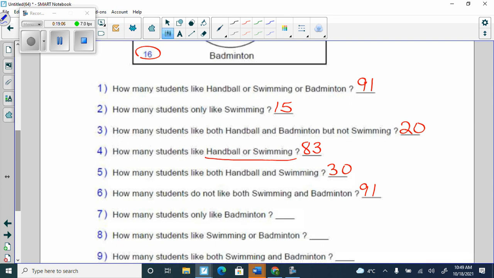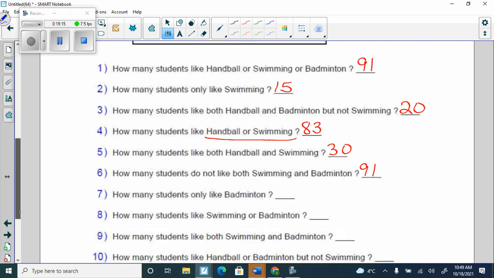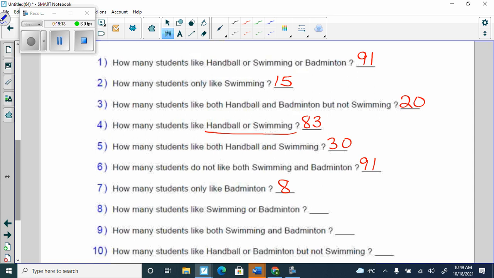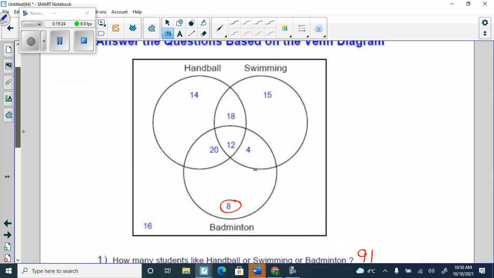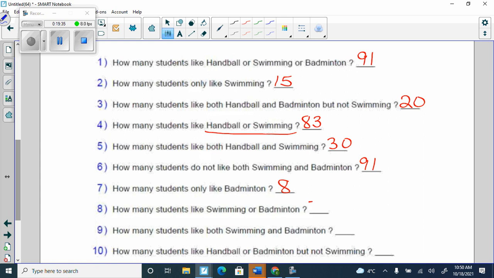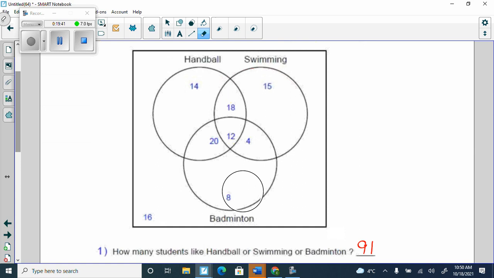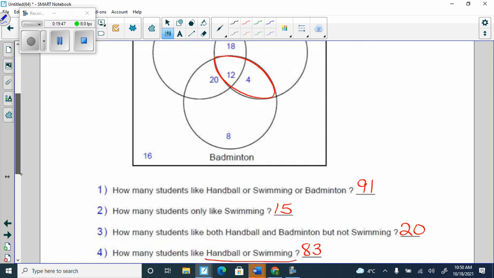How many students only liked badminton? So I go badminton and I say I can only like it. 8. It says only like badminton. How many students like swimming or badminton? Snowman. Swimming or badminton? Snowman. So 91 minus 10 is 81 minus 4 is 77. How many people like both swimming and badminton? Swimming and badminton. Eyeball. How many is that? 16.